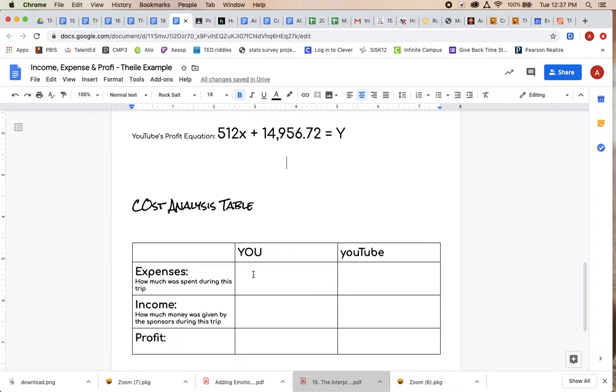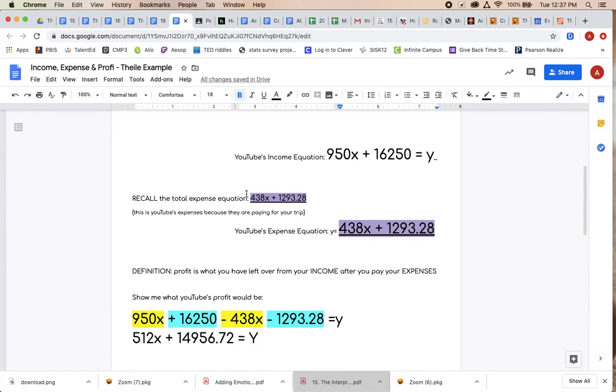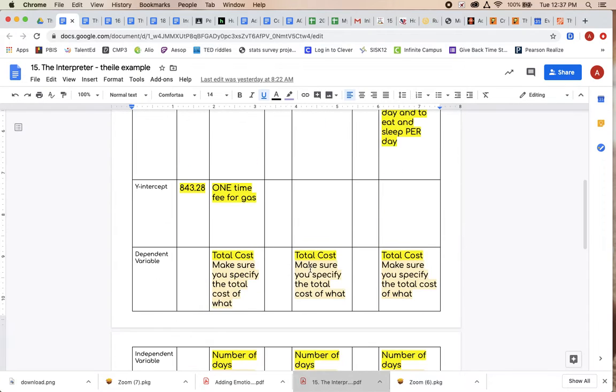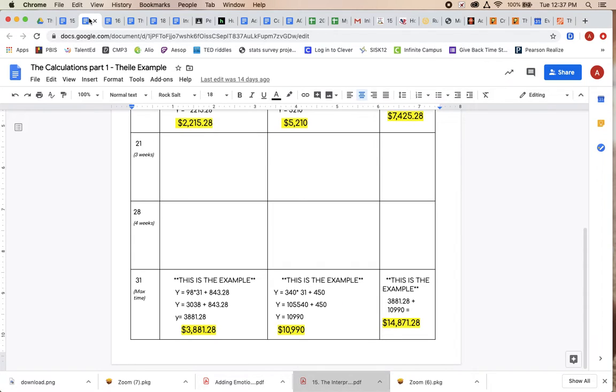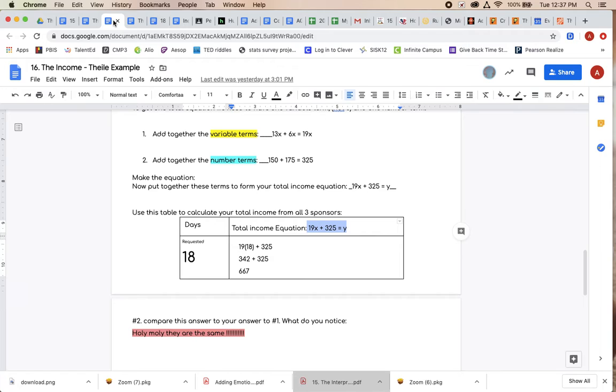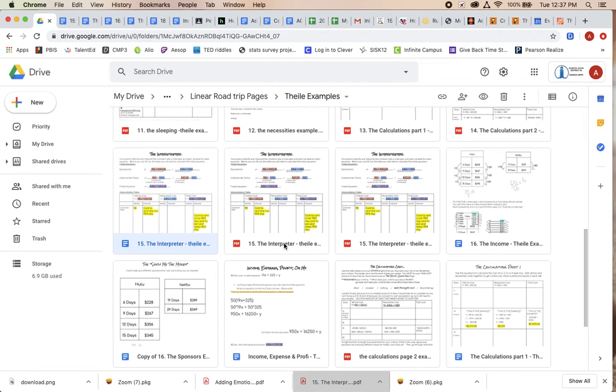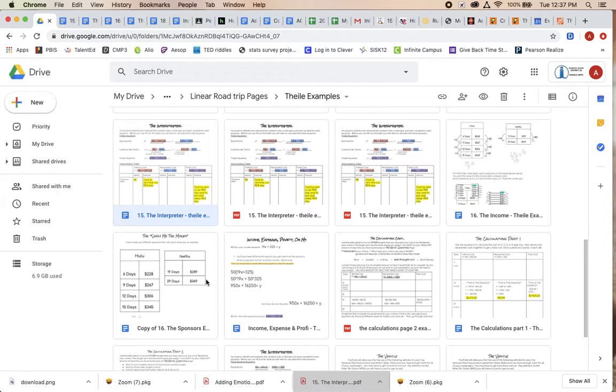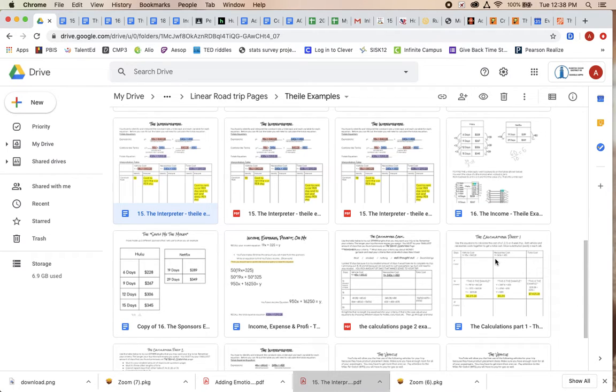Now it's just asking you how much all of this is going to cost. Well, you have literally spent nothing. YouTube spent, well, you have YouTube's expenses here, right? I already know that you are requesting to go 18 days, right? So I just got to figure out how much that is for 18 days. But you should have already had that calculated on your calculations page.